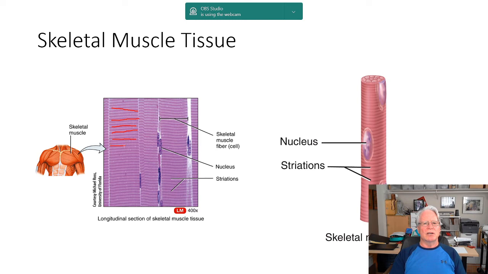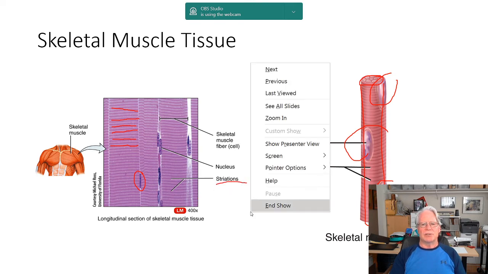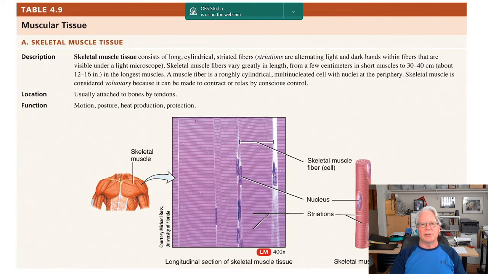And that's typical of skeletal muscle. We see that the nuclei are pushed out to the edge of the cell, and that each cell contains more than one nucleus. 1, 2, 3 nuclei. And they're cylindrical in shape. They're like a column. Okay? So that's typical of skeletal muscle tissue. That's striations.